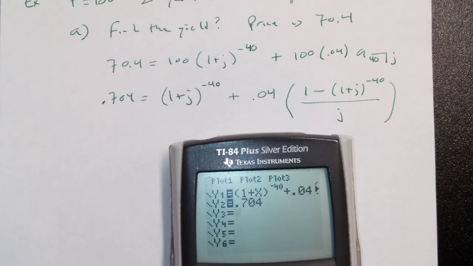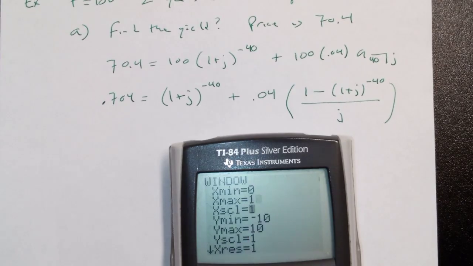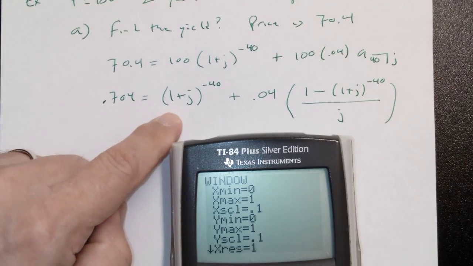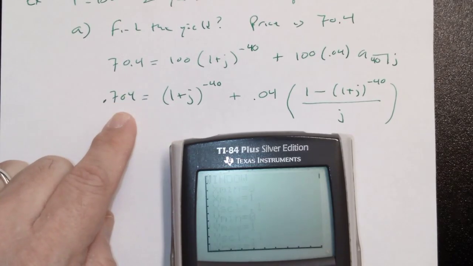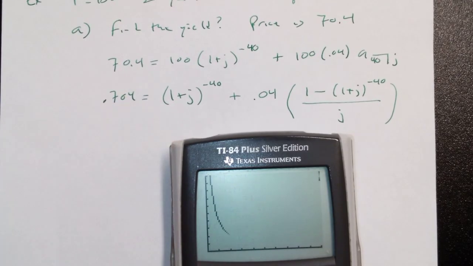j is a rate. I know it's not going to be 100%, so it shouldn't ever be bigger than 1. So I'm going to go into my y value, my window, and I'm going to set my x to go from 0 to 1 with marks every 0.1. And I'm only going up to y equals 0.704, so I'll do the same thing for y. This is going to be a very small graph. I only need to know where this x value hits this curve. There's my yield graph in terms of j.